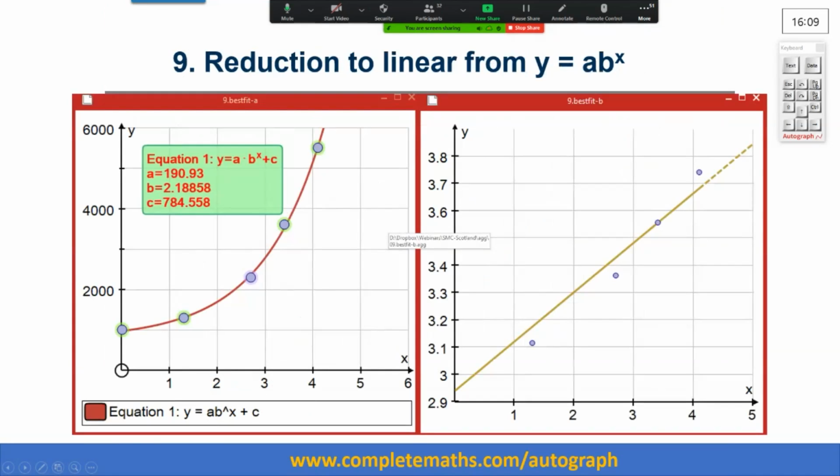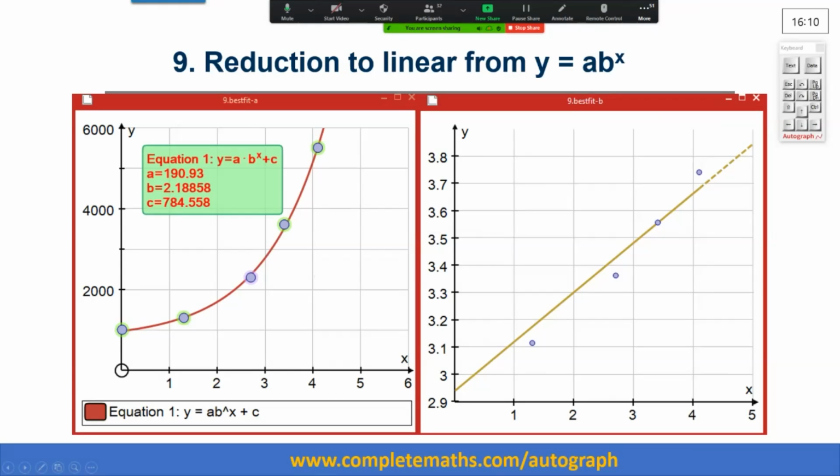This is a lovely one as well, but there isn't time to go through it. I literally just put some points up here with quite a large scale, and if you enter y equals a b to the power of x plus c, it'll draw it. You select it and the data set, and you go best fit to data, and it will find the values of a, b and c, fits it like a glove. Really clever bit of software programming there.